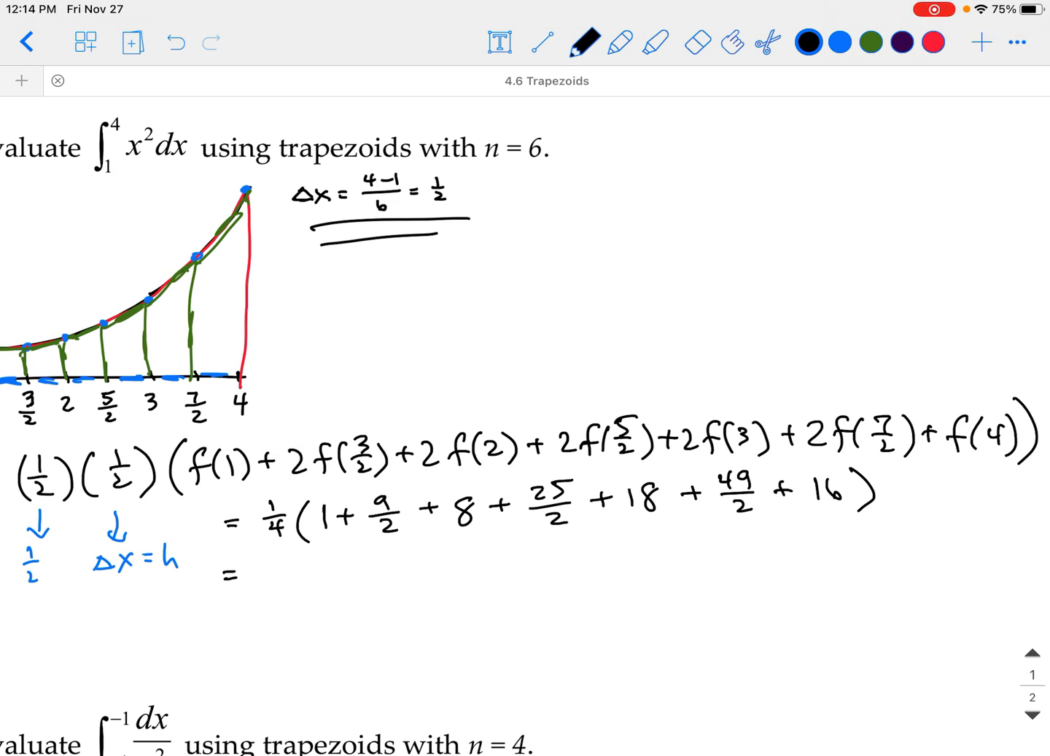Okay. And then we can kind of group these together. So I can group all the integer values together. So 1 and 8 makes 9, plus 18 is 27, plus 16 is going to be 43, it looks like. And then 9, 25, and 49, what is that going to give us? Well, it's going to give us 34 plus 49, which is 83 over 2. We'll divide that by 2, so that's going to be 41.5.